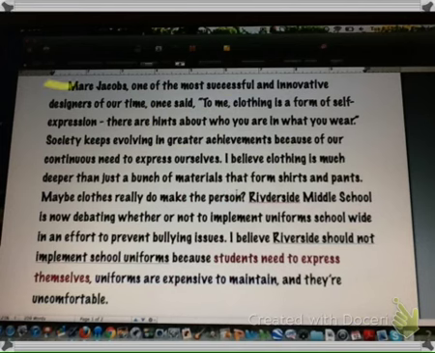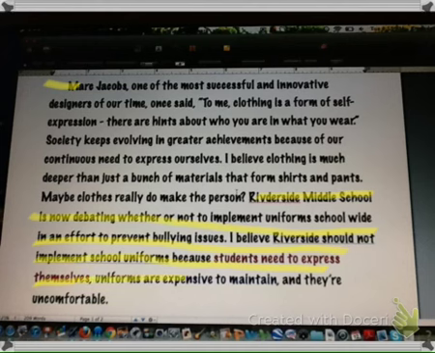So notice how I indented, and it's one continuous paragraph. Marc Jacobs, one of the most successful and innovative designers of our time, once said, "To me, clothing is a form of self-expression. There are hints about who you are in what you wear." Society keeps evolving in greater achievements because of our continuous need to express ourselves. I believe clothing is much deeper than just a bunch of materials that form shirts and pants. Maybe clothes really do make the person. That's my lead. Here is my thesis statement.